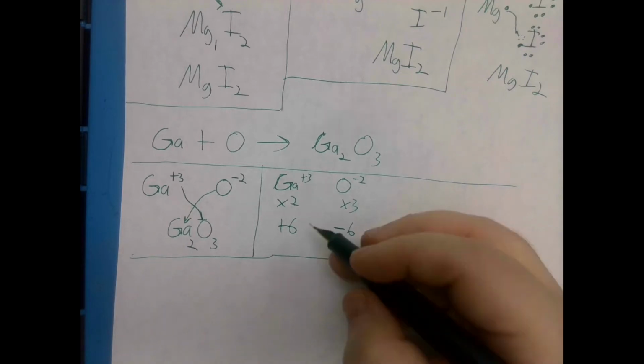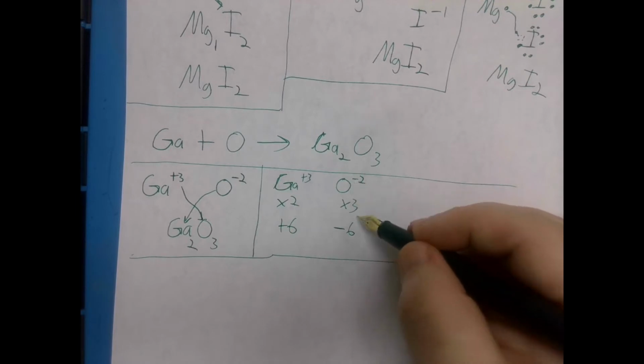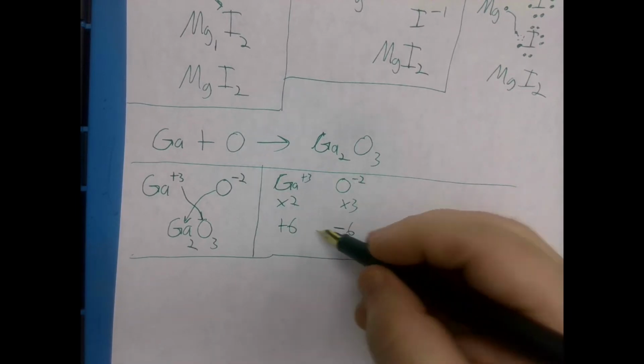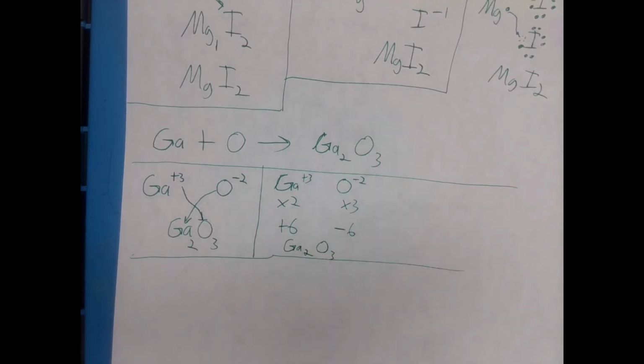So if I have 2 of these, I get plus 6 charges. And if I get 3 of these, I get negative 6 charges. And they cancel each other out. So I need 2 of these and 3 of these.